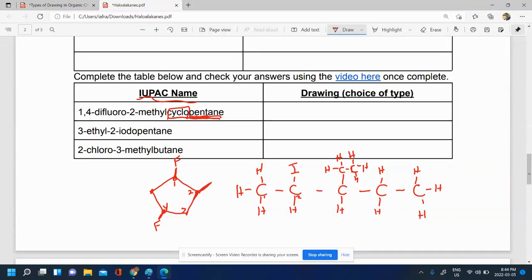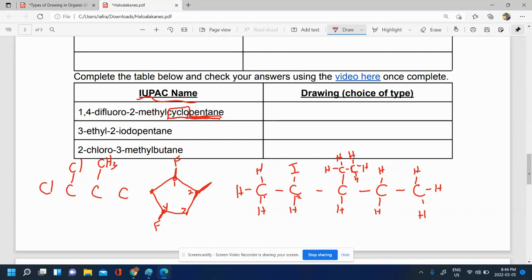Let's do the last one here, 2-chloro-3-methylbutane. So that is butane. That means there's 4 carbons. So 1, 2, 3, 4. On carbon number 2, there is a chlorine, so it doesn't really matter where we start from. Let's start here. And on carbon number 3, there is a methyl.